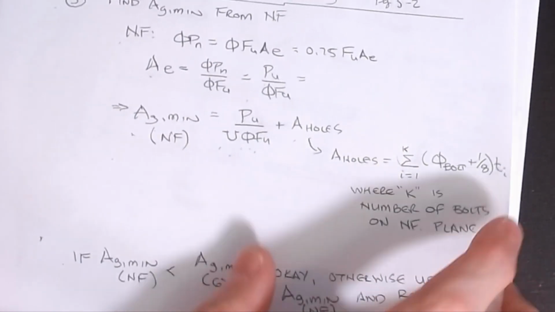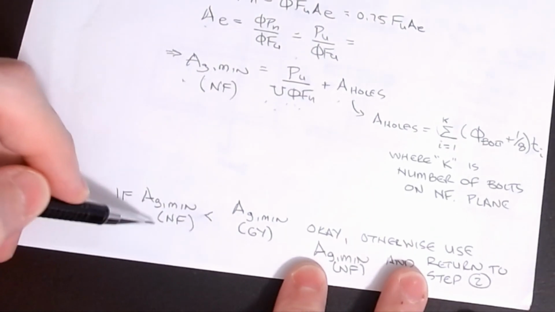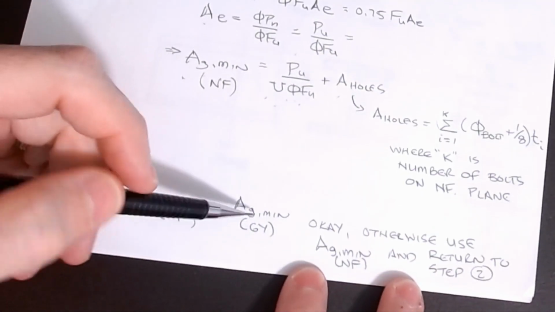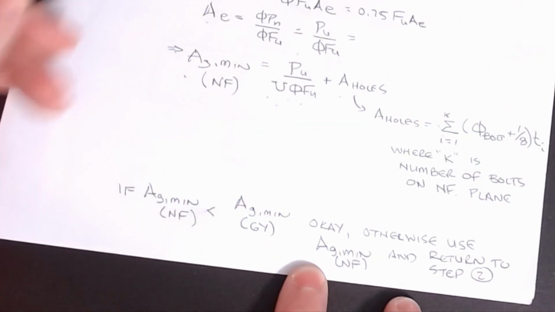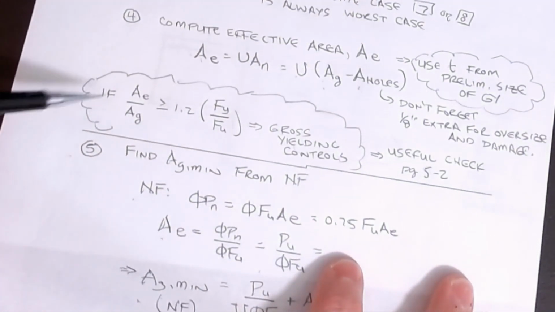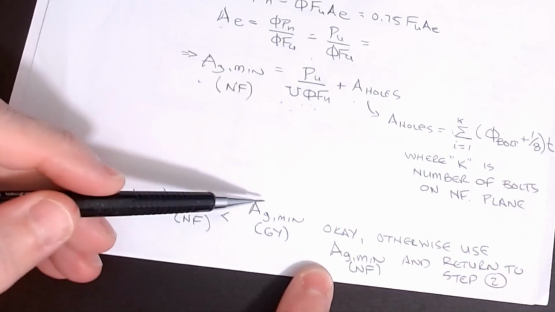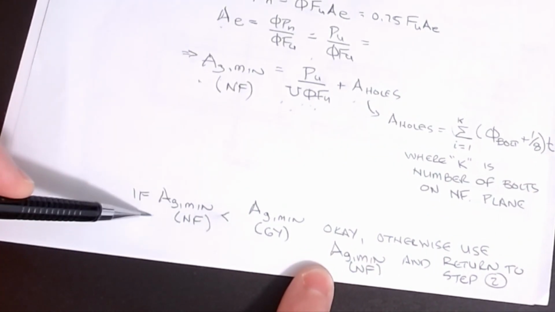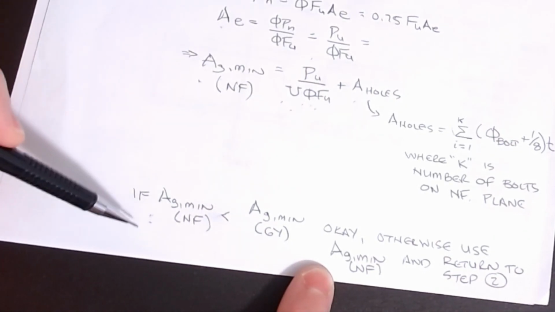Now, if my A_g minimum for net fracture is less than my A_g minimum for gross yielding, then we're okay. The A_g minimum controls. This is what the rule of thumb up here will prove to you, but you can also check it this way. Otherwise, we take this A_g minimum, choose a size that goes along with the r minimum, and then we go back to step 2 and come back around. It's an iterative process, a guess and check, when net fracture controls.